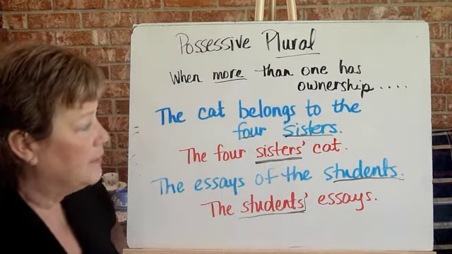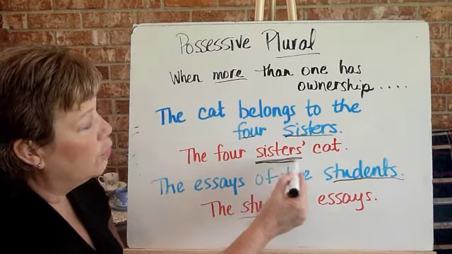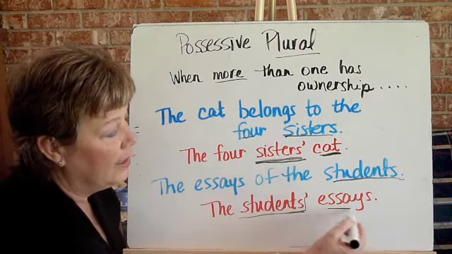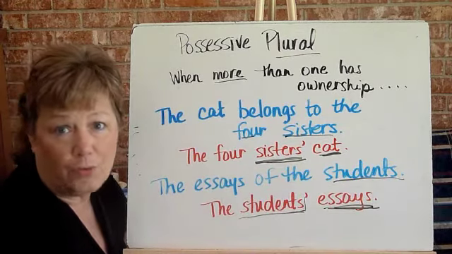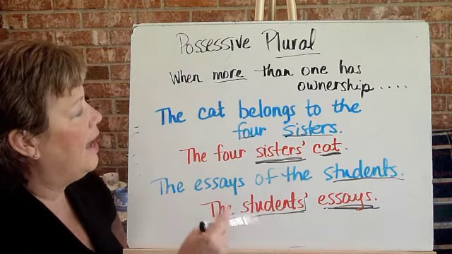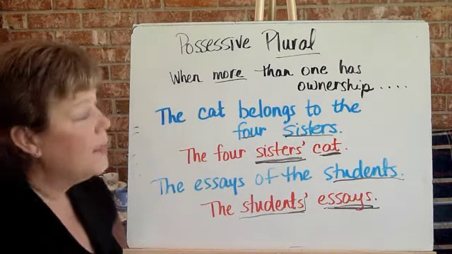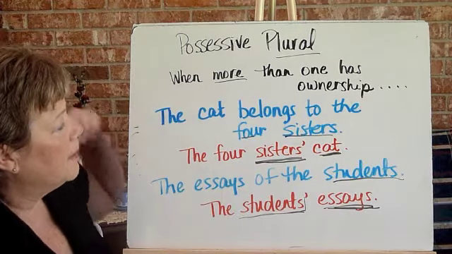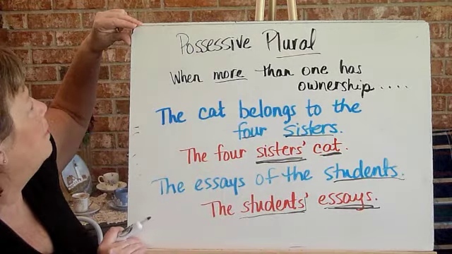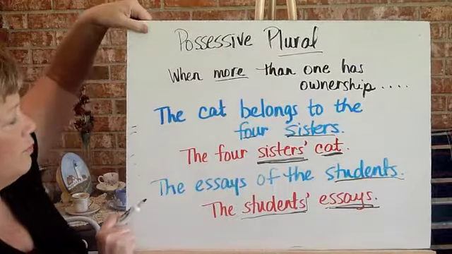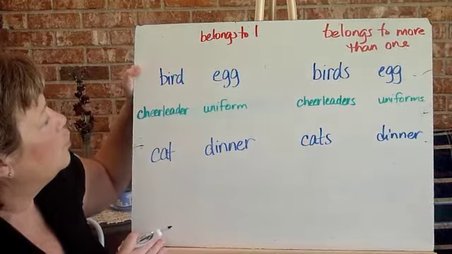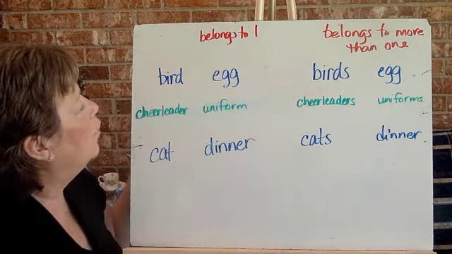So sometimes a plural can have just possession of a singular item, or it can have possession of more than one item. And so that's where some people kind of mess up. We're looking at who it belongs to, and that's where the ownership goes. So sisters apostrophe, students apostrophe. So let's look at a couple of examples just to get that solid in your brain. And if it belongs to one or it belongs to more than one.